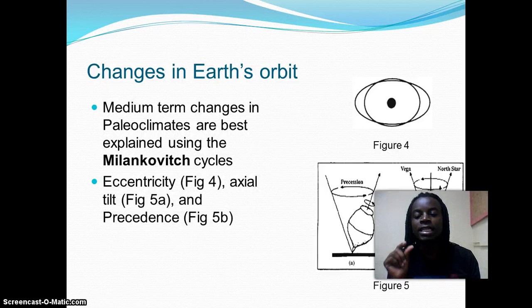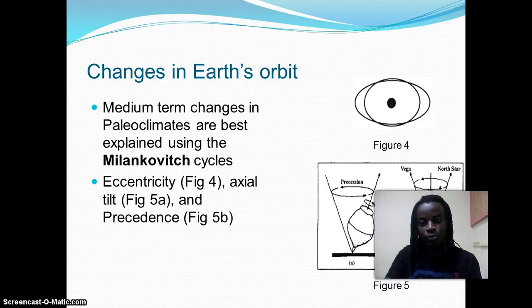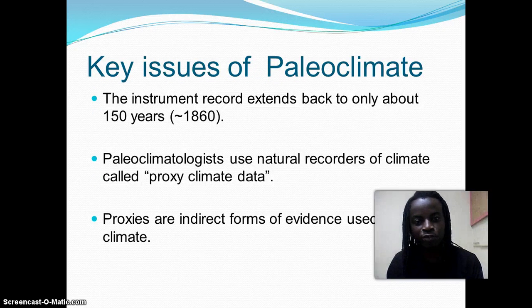Through seismic waves, we find that the Earth is not perfectly round; it is spheroidal and it bulges in the equatorial regions. Key issues of paleoclimates: the instrument record extends back only about 150 years.